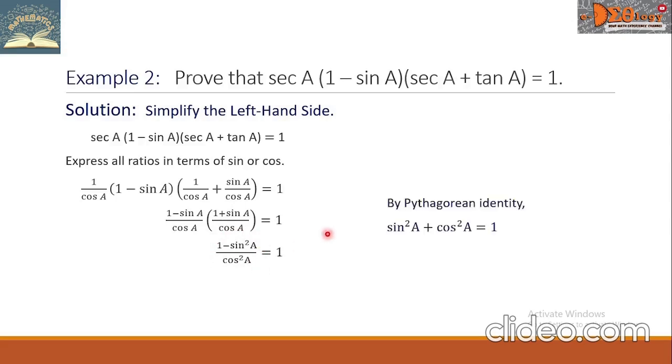From here, remember that we have the Pythagorean identity: sine square A plus cosine square A equals 1. We can isolate cosine square A, so we have 1 minus sine square A. Notice that the right-hand value here is the numerator of our fraction here. So we can substitute cosine square A in the numerator. So it becomes like this. The cosine square A in the numerator is now the same as the cosine square A in the denominator, where we can cancel this. So it becomes 1, which is equal to the right-hand side, which is also 1.